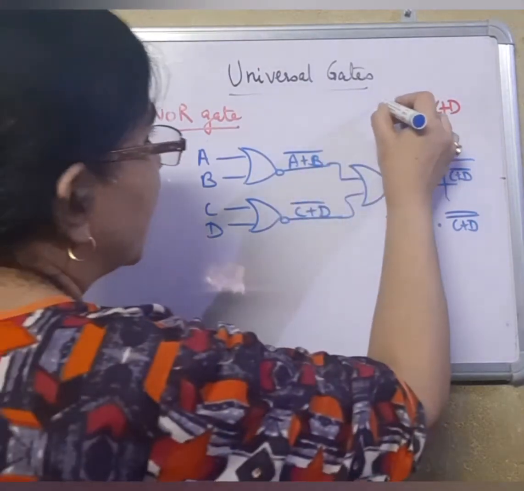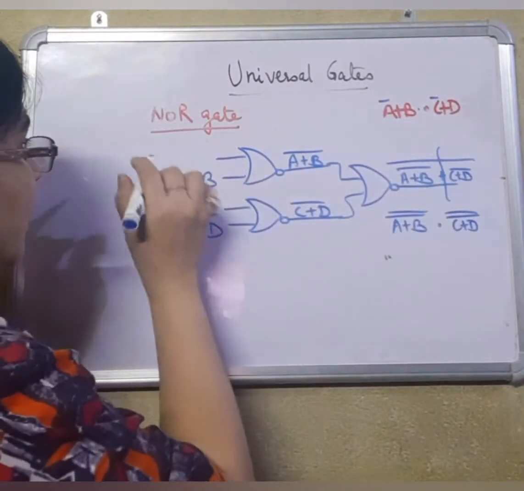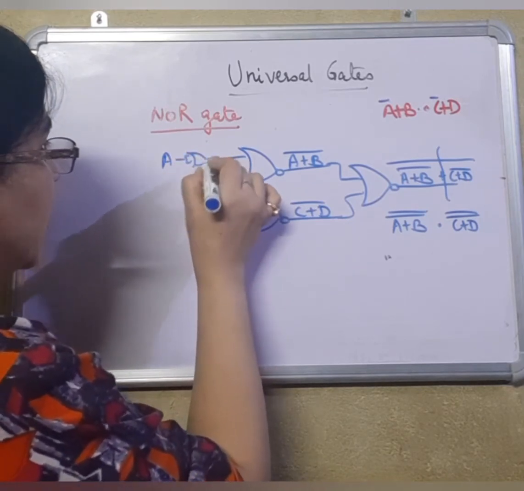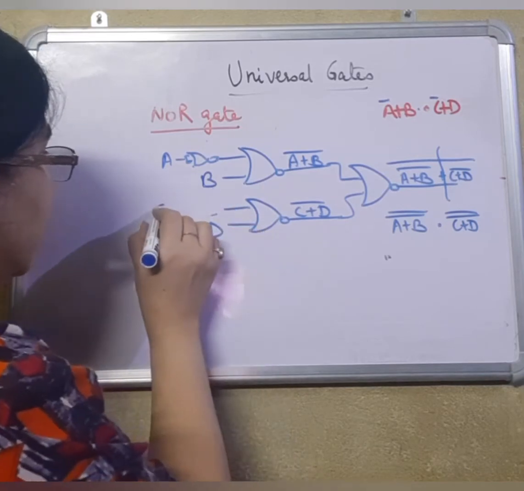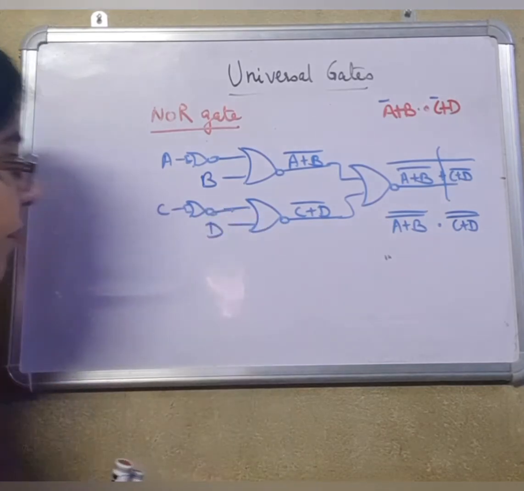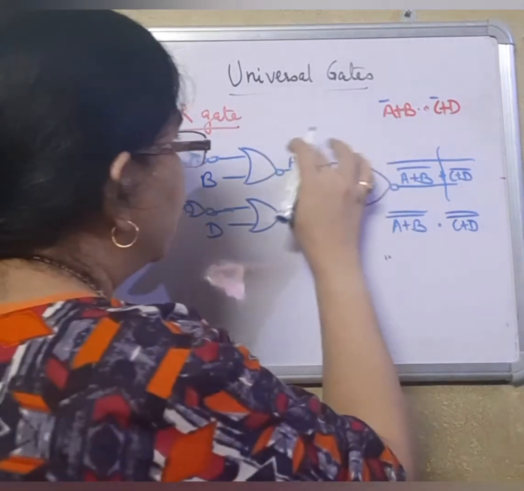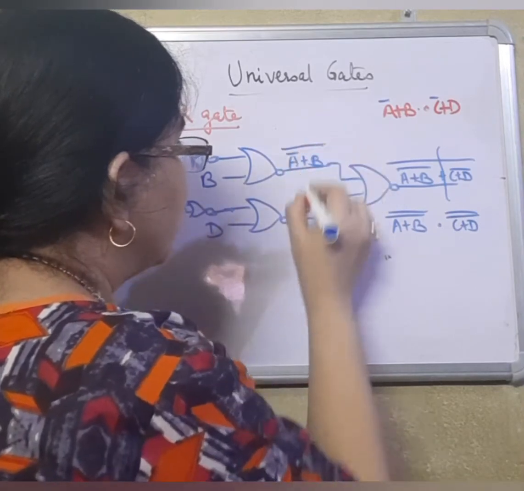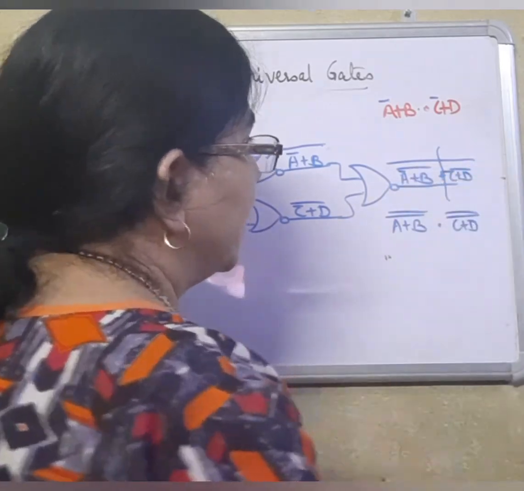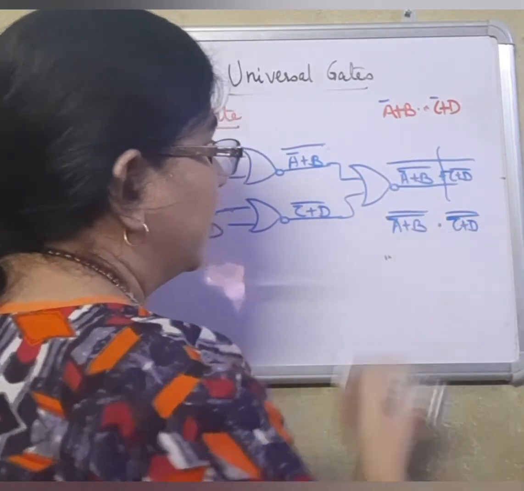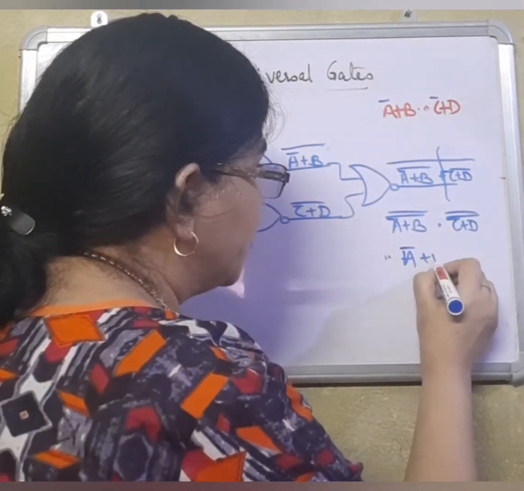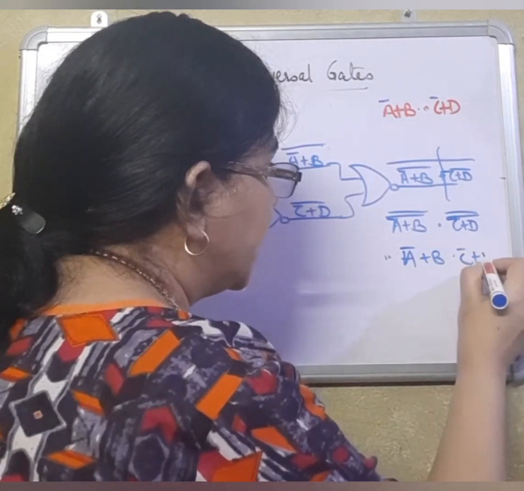Suppose you are getting a complement here, then the only difference is A will be passed with the help of a small NOR gate, and C also will be passed with the help of a small NOR gate. Now, this is A bar plus B whole bar and C bar plus B whole bar. A bar and C bar will be there. So hope you have understood, because ultimately your output will be A bar plus B dot C bar plus D.